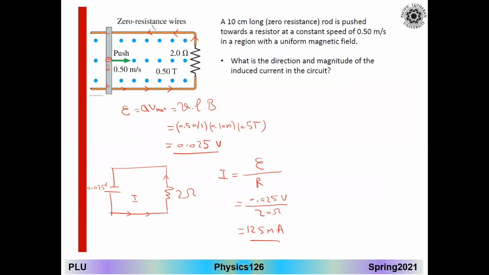So similarly, if you want to increase my current, I have to increase my EMF. So I can increase my magnetic field, or increase the speed of moving the conductor. That's the way we generate more EMF, or motional EMF.